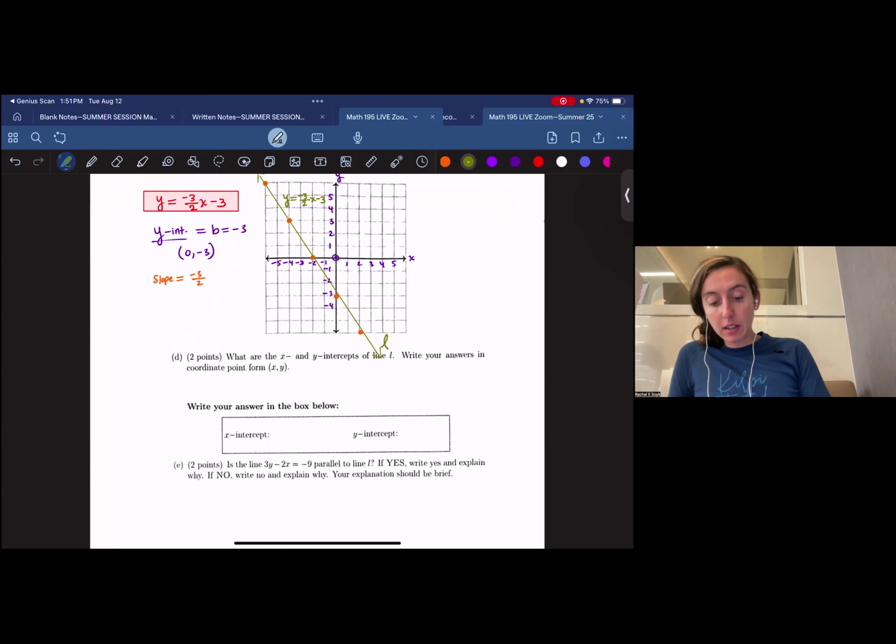Now, part D is asking us to identify both the x and the y intercepts. So the x-intercept is at (-2, 0). That's the one. Our y-intercept, we already plotted it and wrote it off to the side, (0, -3).